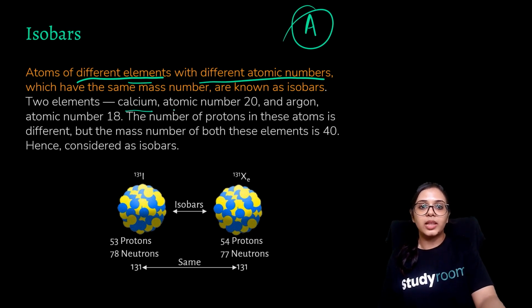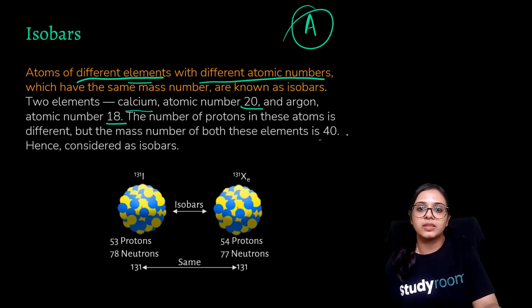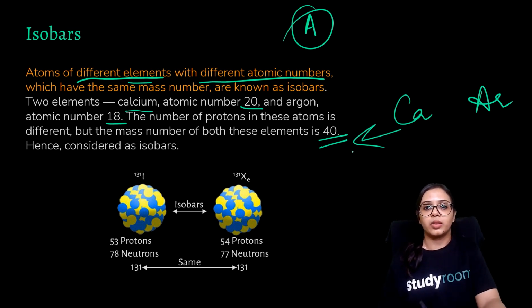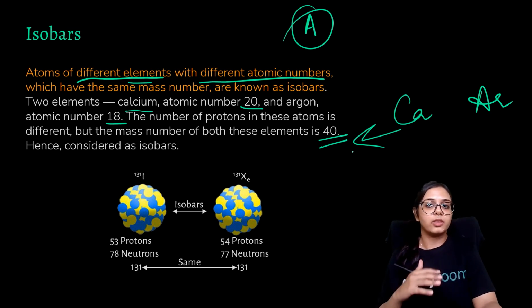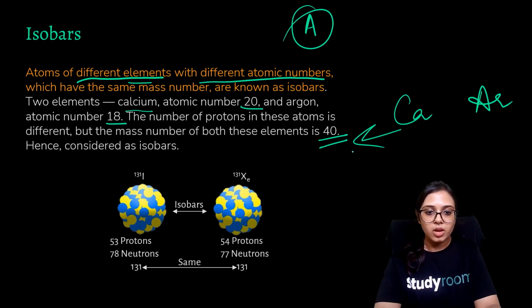For example, the atomic number of calcium is 20 and the atomic number of argon is 18. But both of them have the same mass number, that is 40. So for both calcium and argon, we have the same mass number, that is 40, despite both of them being different elements and despite both of them having different atomic numbers.